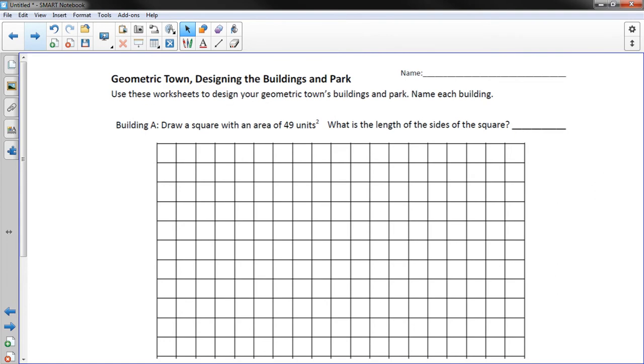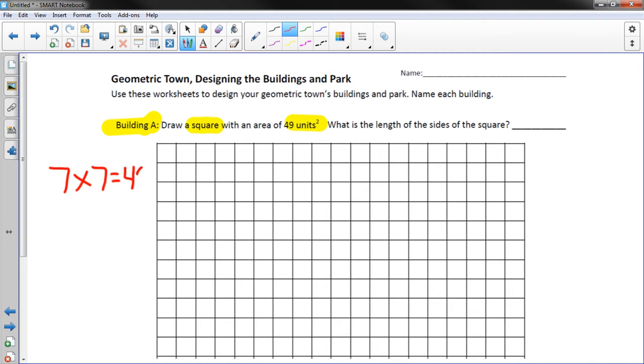So problem 1, which is building A. You have to build a building that's going to be a square. So let's go through this. Draw a square with an area of 49 units. What is the length of the sides of the square? Okay, so I need to make a square with an area of 49. Well, I know that 7 times 7 is 49. Well, that's pretty easy.